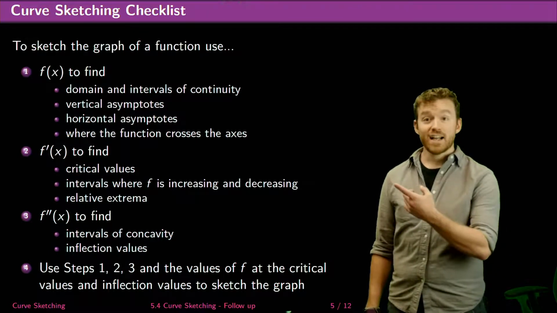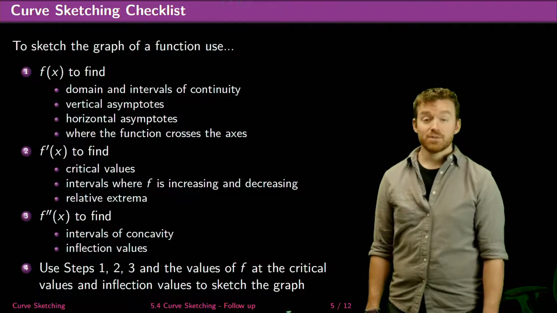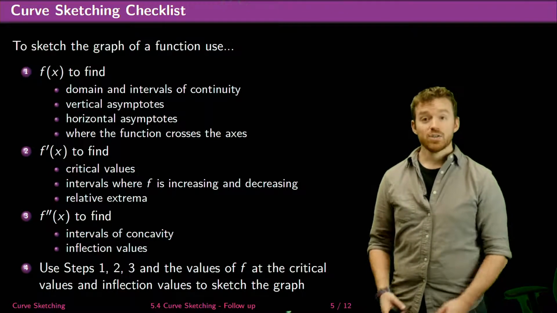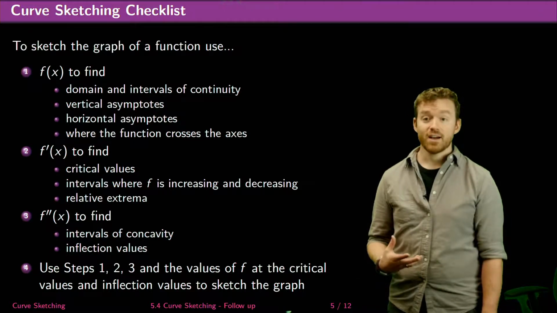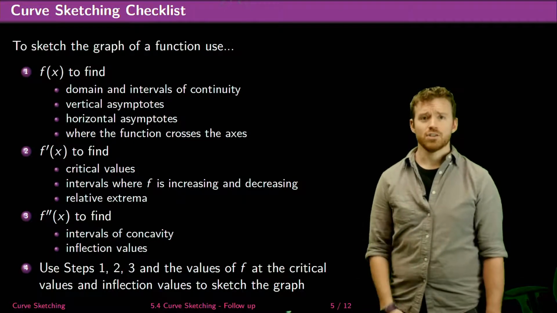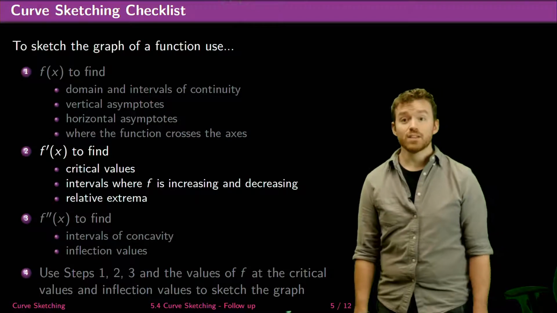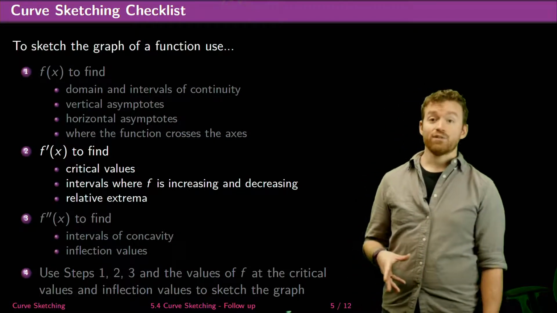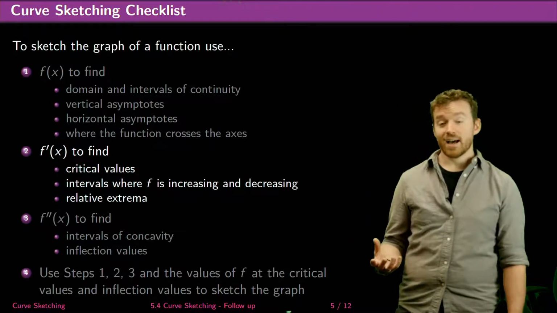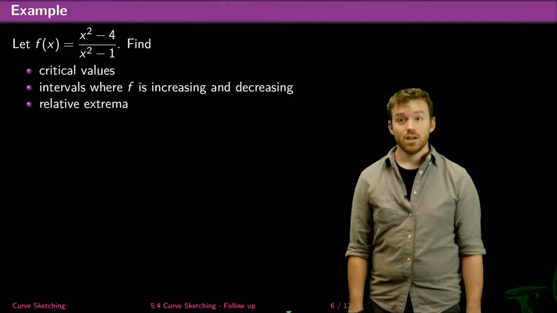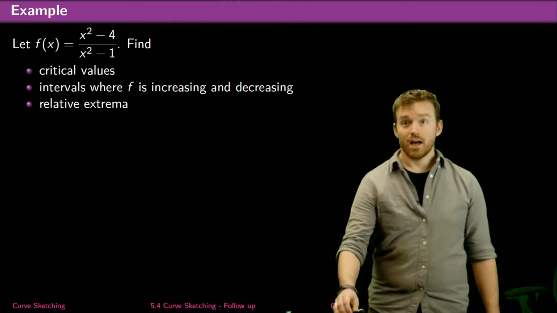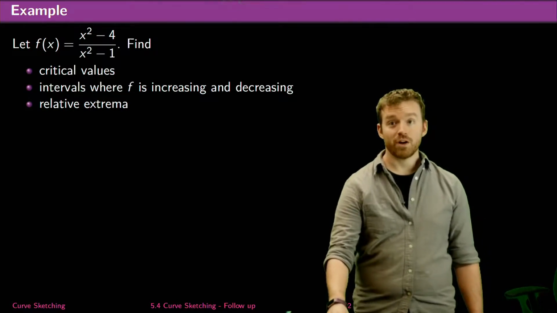I use f to find asymptotes, intercepts, and continuity intervals. I use f prime to find out where my function's increasing, decreasing. I use f double prime to find out concavity, and then I combine all of this into one graph. We're going to focus right now on just using f prime to find critical values, monotonicity, and relative extrema. So here's our example, x squared minus 4 over x squared minus 1.